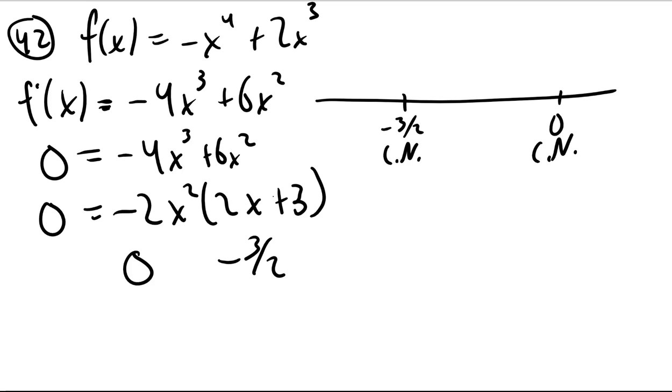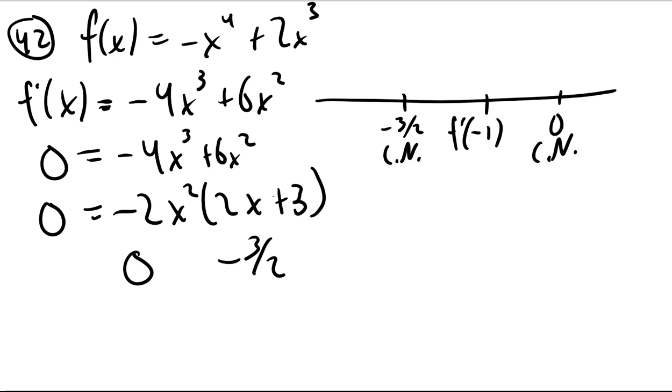Critical numbers are very likely to be places where the function is changing directions, and when your function's changing directions is where you're going to get relative extrema. So to know the shape and direction of our graph here, I need to test values around these. So we need to plug some number in between 0 and negative 3/2.